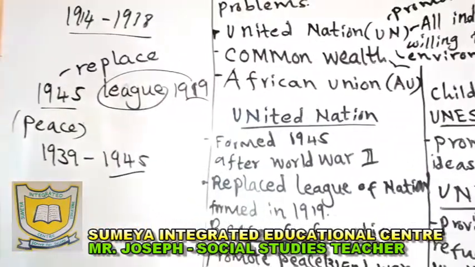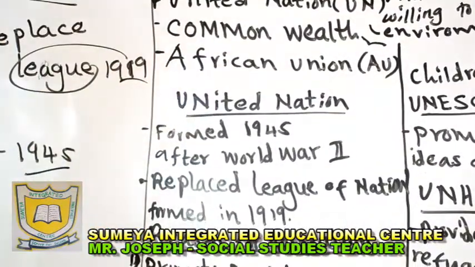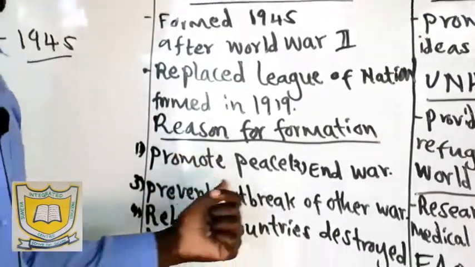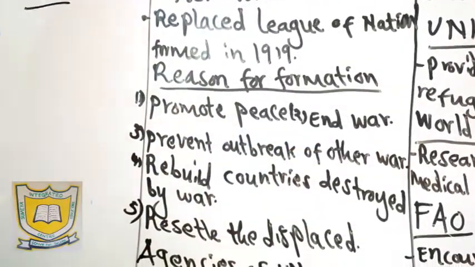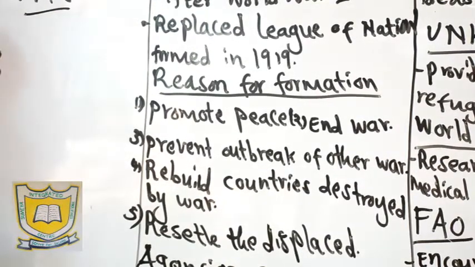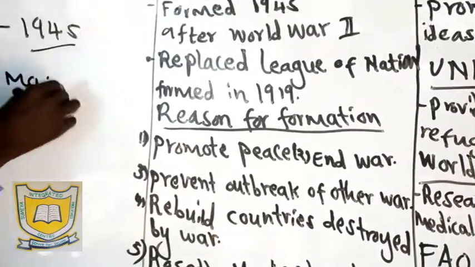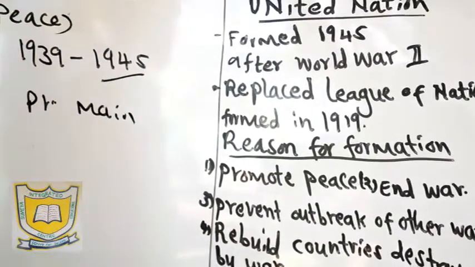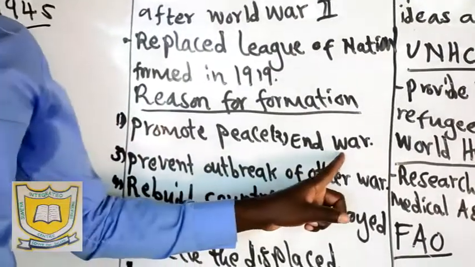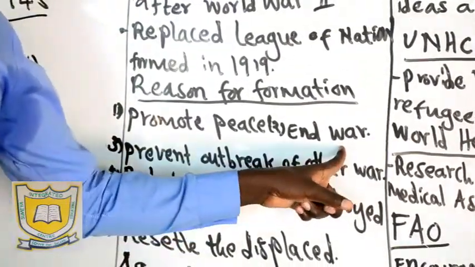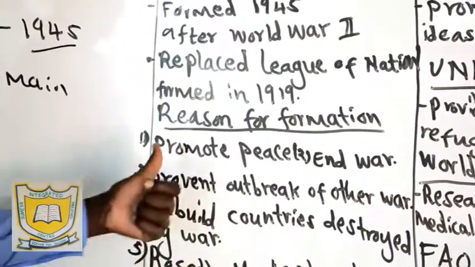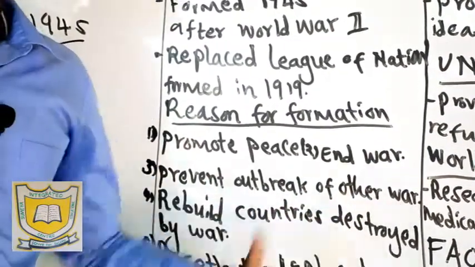Now, we shall look at the reasons for the formation of the United Nations. Reason number one, to promote peace in the world. That one is the main. So to promote peace in the world is the main reason why the United Nations was formed, mainly to make sure that the countries live in peace. Then also to end the war, the war that was still going on in a small amount. Then we have to prevent the outbreak of another world war.